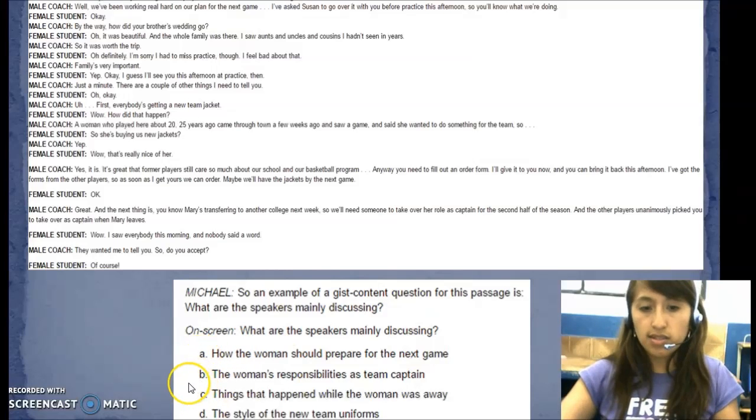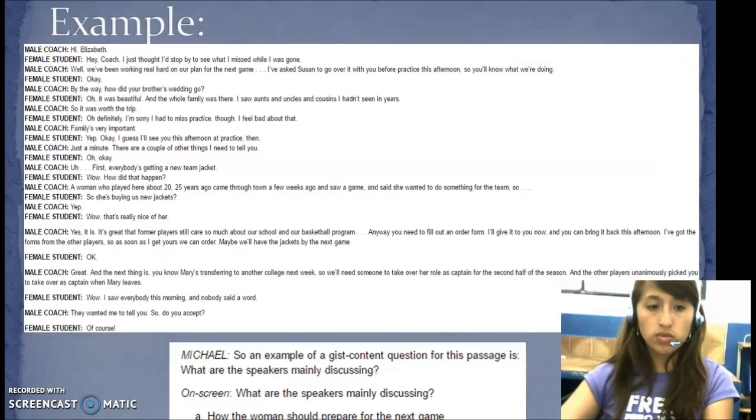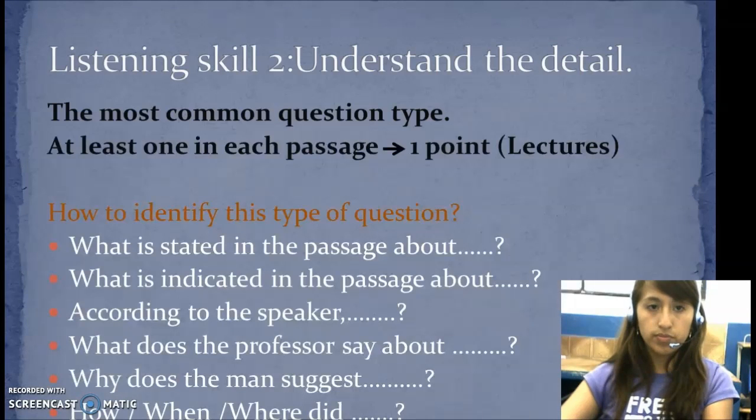A. How the woman should prepare for the next game. B. The woman's responsibilities as team captain. Letter C. Things that happened while the woman was away. And D. The style of the new team uniforms. In order to answer this kind of question, it is important that you think about the general idea of this passage. So let's go to skill number 2.